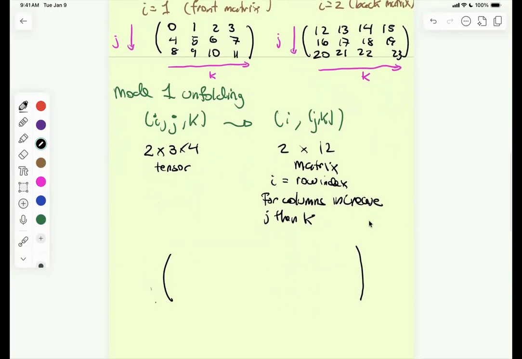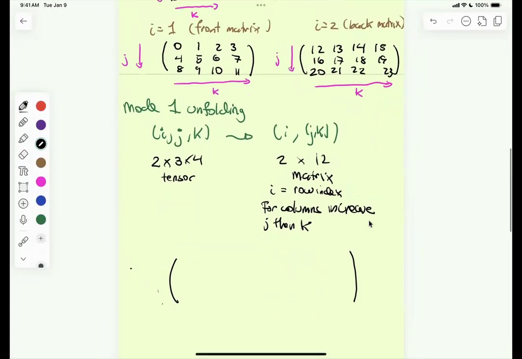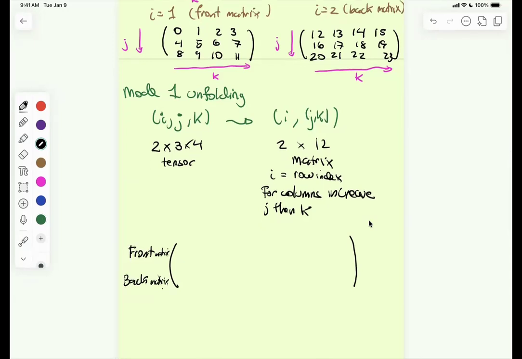So on the first row, because that's the index I, right? On the first row, it's going to be the stuff that appeared on the first page, or the first matrix, right? So this is going to be the index for the front matrix. And the second row is going to be the stuff that appeared on the back matrix, right? So let's just think about what this means.